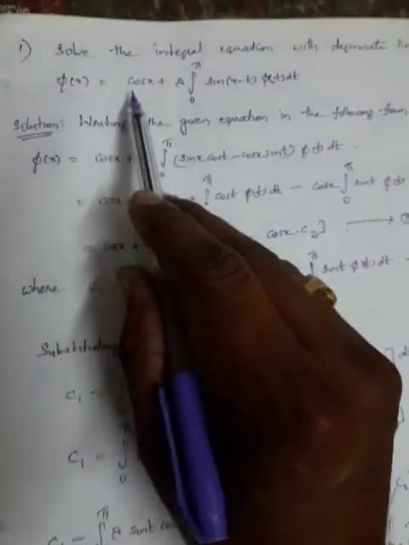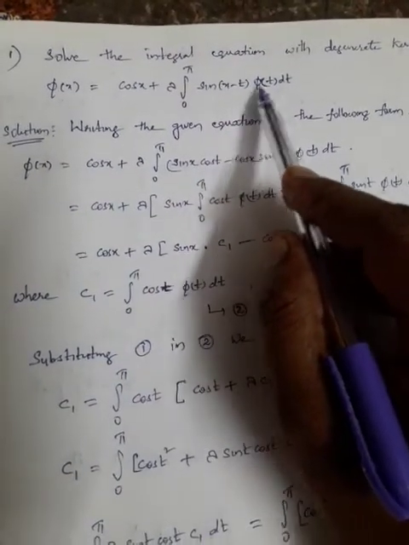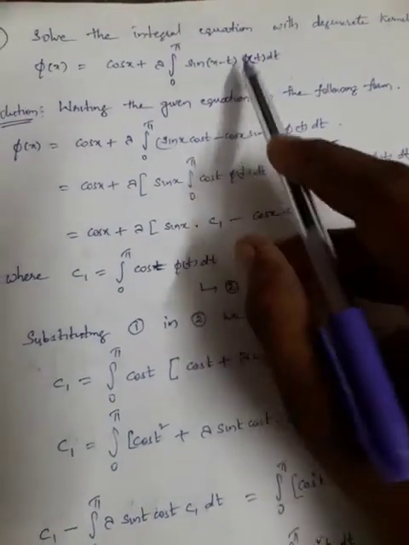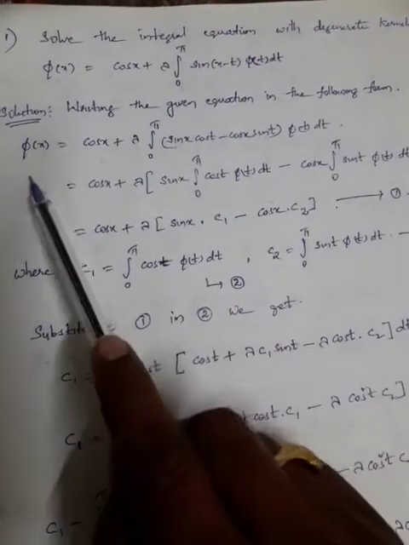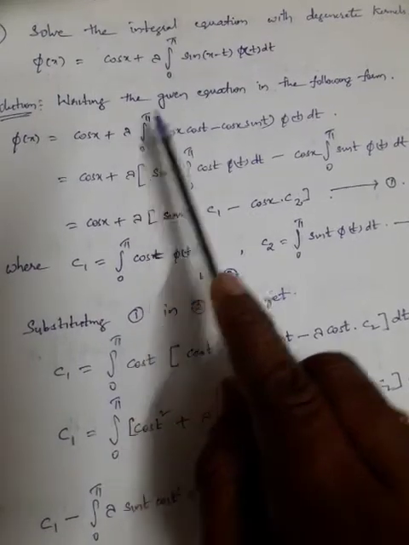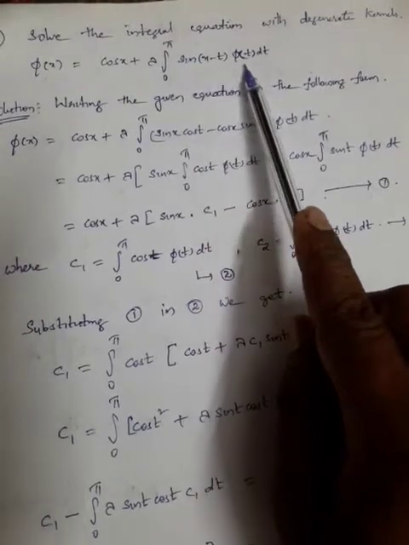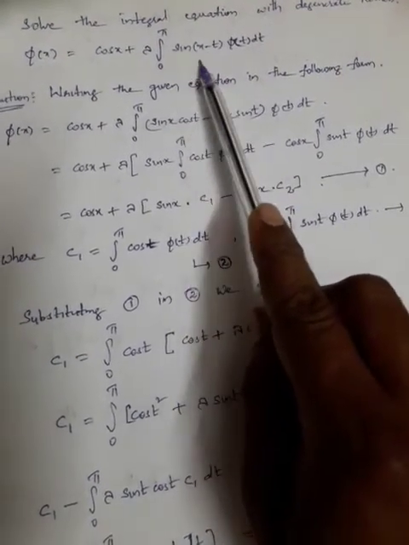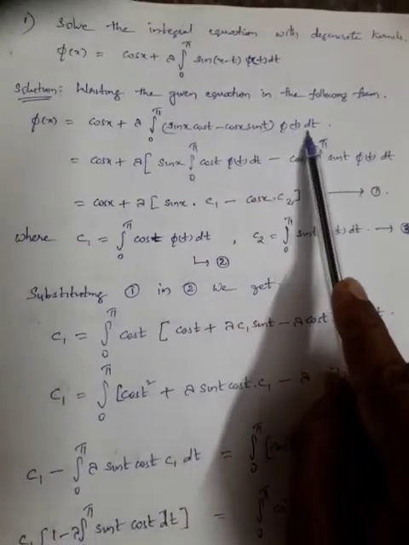phi of x is equal to cos x plus lambda times the integral from 0 to pi of sin(x minus t) phi of t dt. Now this is the integral equation given. We need to solve it with the help of degenerate kernels. Writing this equation in the following form: phi of x equals cos x plus lambda times the integral of sin(x minus t) phi of t dt. Now expanding sin(x minus t) in the form of sin(a minus b), so that you will get sin a cos b minus cos a sin b, times phi of t dt.